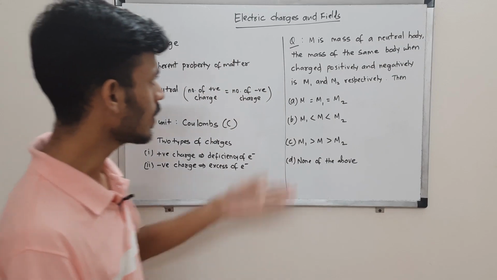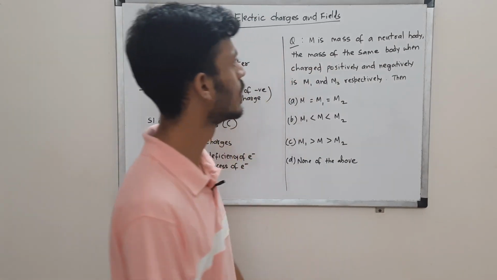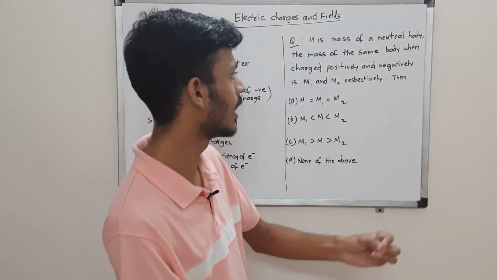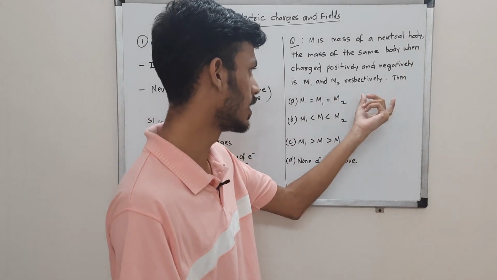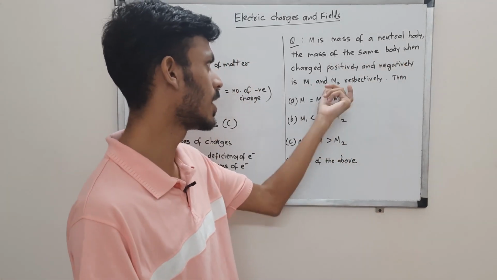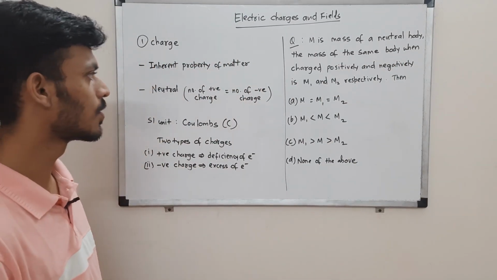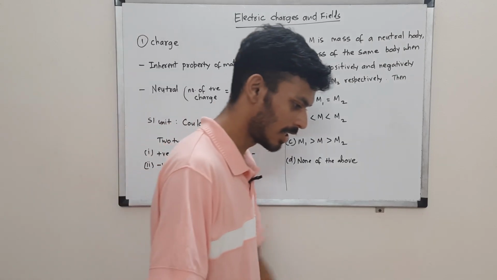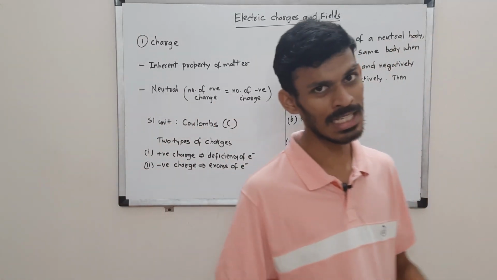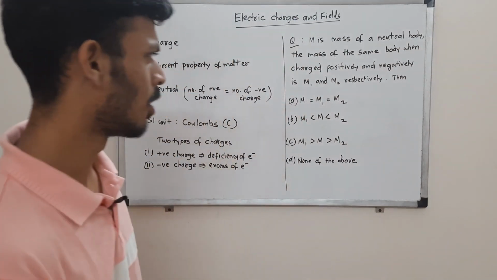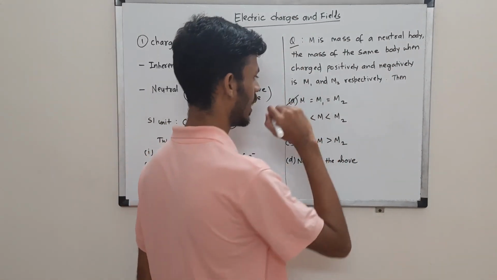Let's read it. M is the mass of a neutral body. The mass of the same body when charged positively and negatively is m1 and m2 respectively. So m1 is the positively charged mass, m2 is the negatively charged mass of the same body. You have to find a relationship between them. Now logic says that charge and mass are two independent quantities, right? They should not be related.